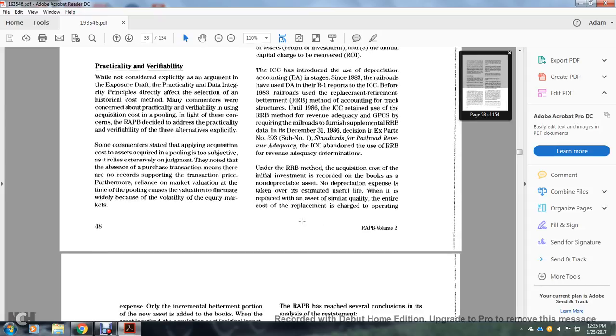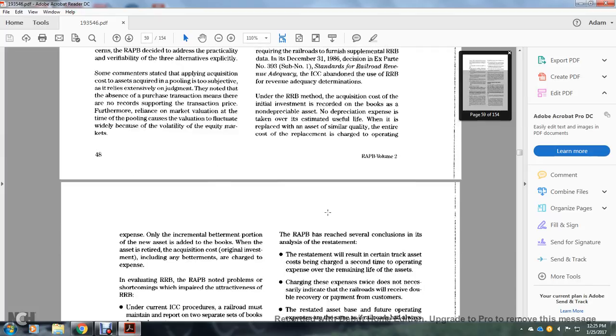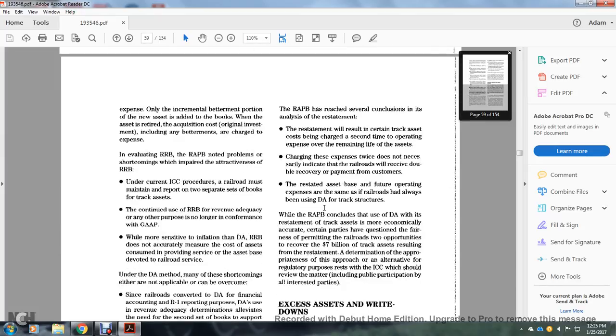Under the Railroad Retirement Betterment method, the acquisition cost for the investment is recorded on the books as non-depreciable assets, with no depreciation expense taken over the estimated useful life, while in replacing assets of similar quality, the entire cost of the replacement is charged to operating expense. Only the increment or betterment portion of the new asset is added to the books.